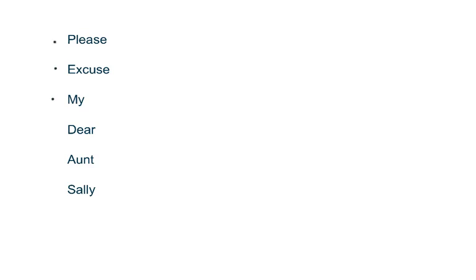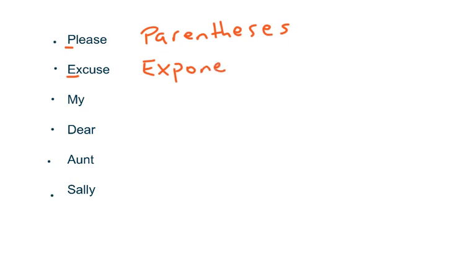"Please excuse my dear Aunt Sally." And what that's supposed to remind us of is that the P in please tells us that parentheses are done first. That is, if you have any operations that are inside parentheses, we're going to do those first. The E in excuse tells us that we're going to simplify any exponents that we have next.